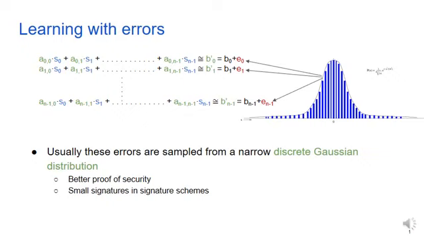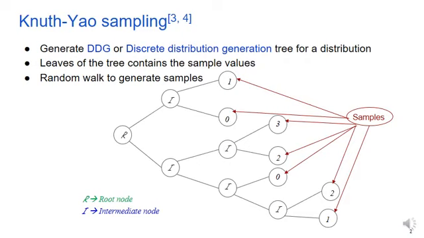Usually these small errors are sampled from a narrow discrete Gaussian distribution, mainly for better proof of security and small signatures in lattice-based signature schemes. A popular choice for sampling from discrete Gaussians is Knuth-Yao sampling. It first creates a discrete distribution generation tree using the probabilities of different values in the distribution. The sample values are placed in the leaves of the tree. To generate a sample, a random walk is performed from root to the leaves of the tree.